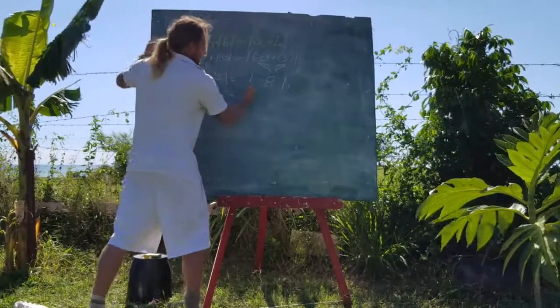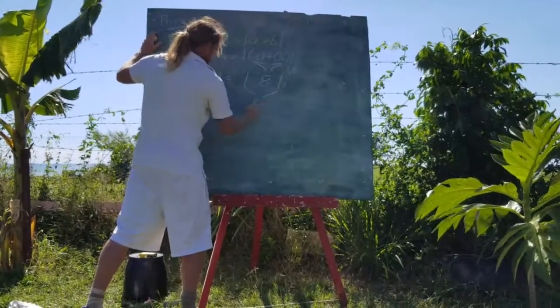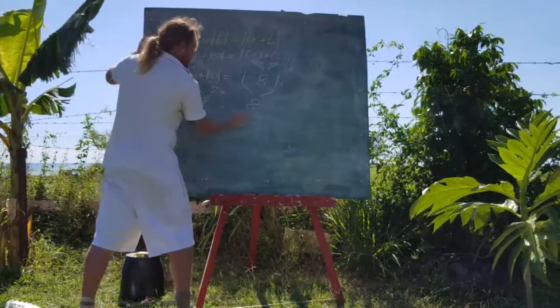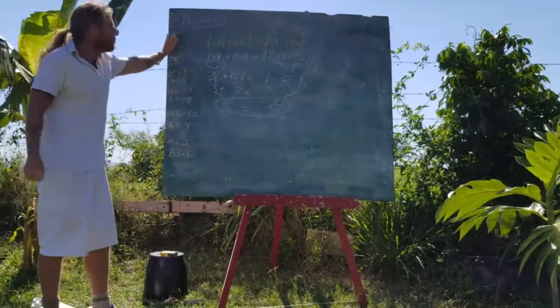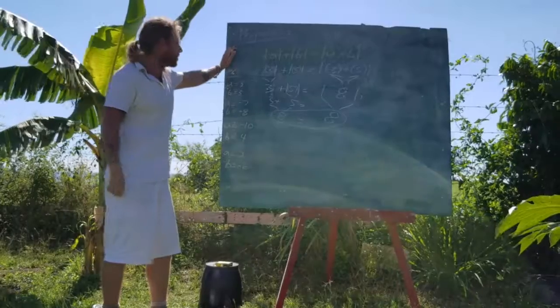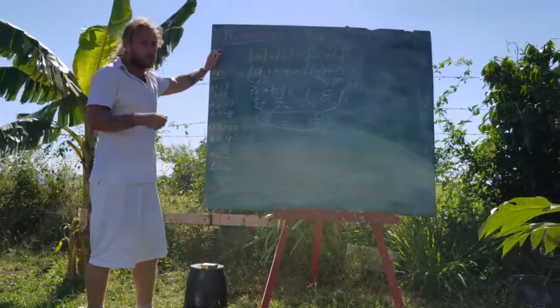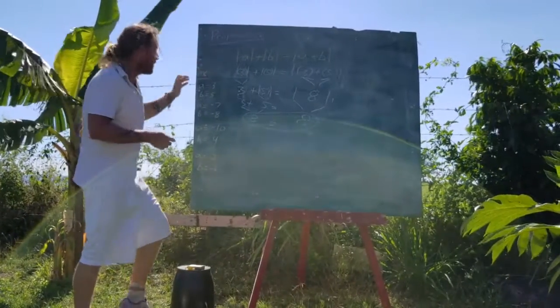Absolute value of 8 is 8. We have 8 is equal to 8. So when A and B are positive, and again A and B are real numbers, it holds. All right, let's try if they're both negatives.